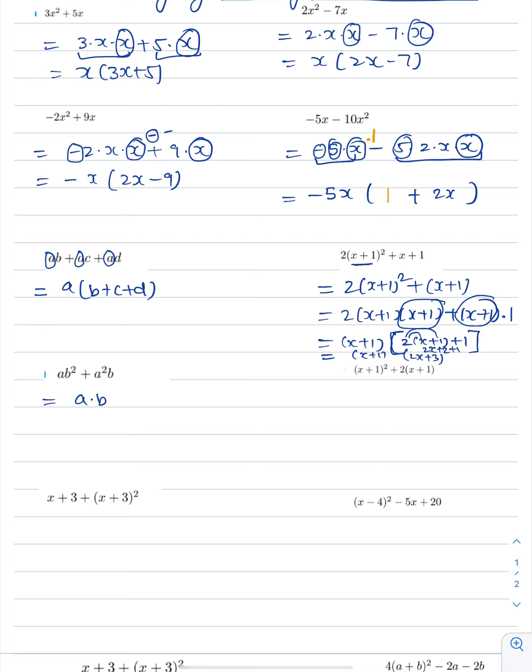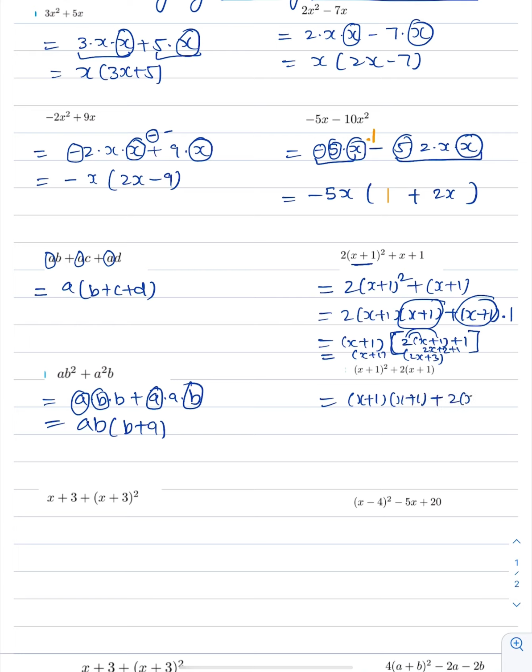Now this one, again, if it helps you to expand it completely, you should do that. So here you can see a is common, and then b is common. So you get ab, and then you have b plus a as the second factor. In this case, again, if expanding helps you, you should do that.